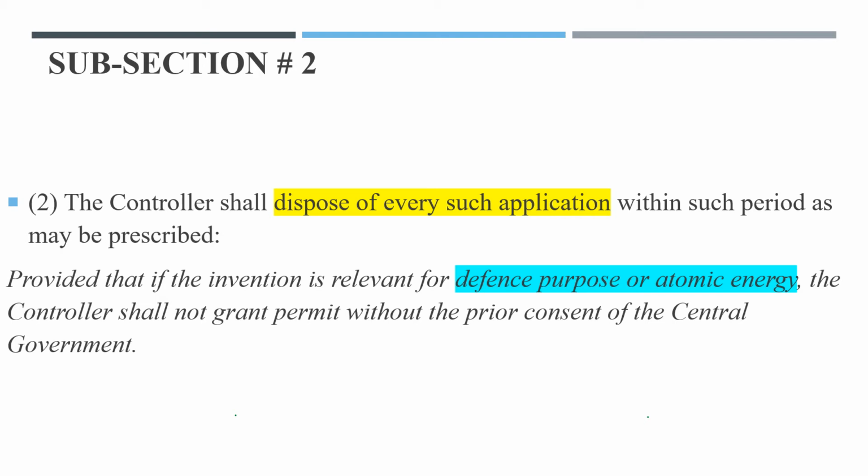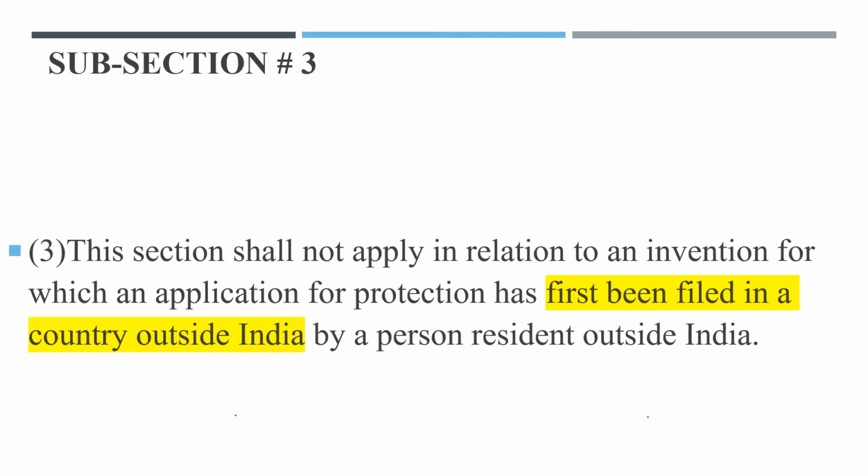Also, we can say place of creation of invention is irrelevant for Section 39. That means place of creation of invention is irrelevant. The place of residence of the inventor is most significant here. Let us proceed. Subsection 3 says, this section shall not apply in relation to an invention for which an application for protection has first been filed in a country outside India by a person resident outside India. So if the person is not a resident of India, then Section 39 is not applicable to him or her.